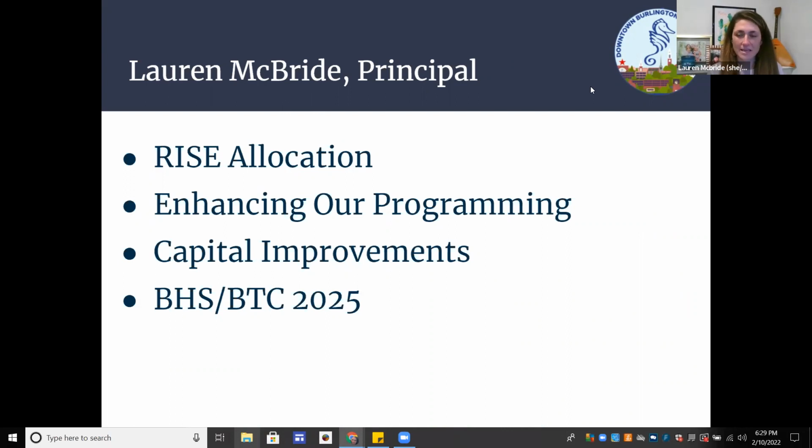The rest of this meeting is going to be to really showcase some of the work that's happening. So I'm going to be talking to you over the next couple minutes about our RISE allocation, which is part of our equitable budgeting initiative. Some enhancements that have been made to our programming, and also enhancements that we're working on as we look ahead to 22-23. Some capital improvements that are happening within the building, and then just give you a very quick sneak peek for BHS BTC 2025.